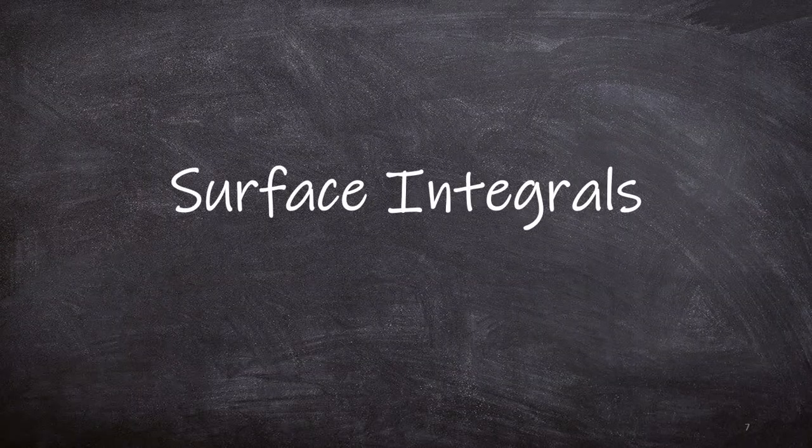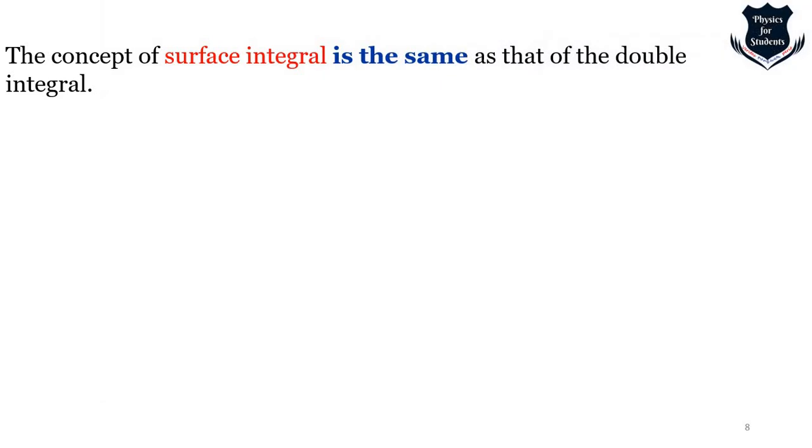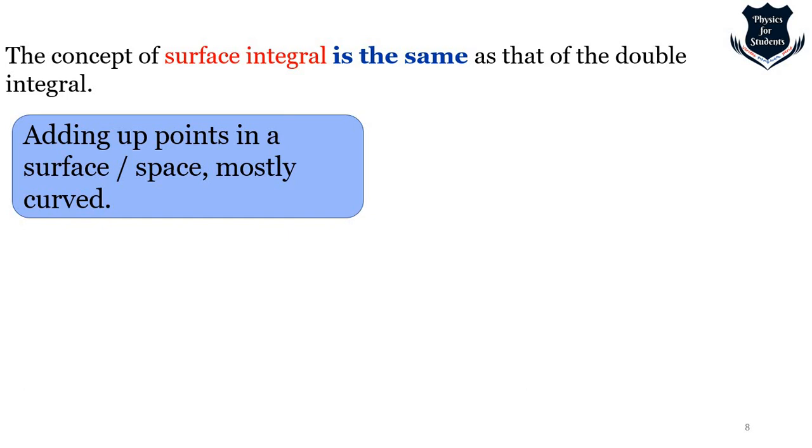Now we come to something which we call the surface integral. This is important because, as you have seen, Gauss's law covers the surface integral part. Now when we talk of the surface integral, remember that the concept is the same as that of the double integral, except that instead of adding up points in a flat two-dimensional space or region, we are adding up points on a surface, in a space which is curved.